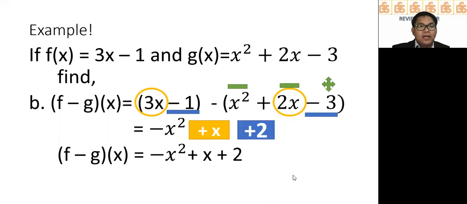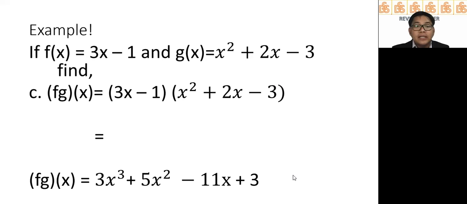Okay, so let's proceed to our third example. Okay, third example will be here. This is the product, fg of x. My PowerPoint advanced a bit. So anyway, we just multiply 3x minus 1 and x squared plus 2x minus 3. So we multiply it one by one through distributive property.